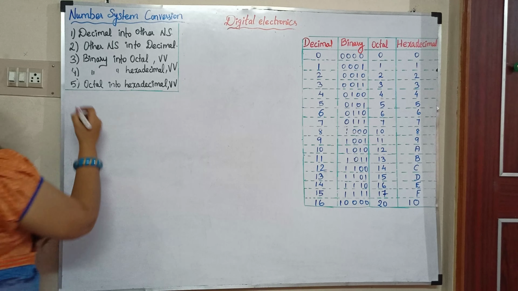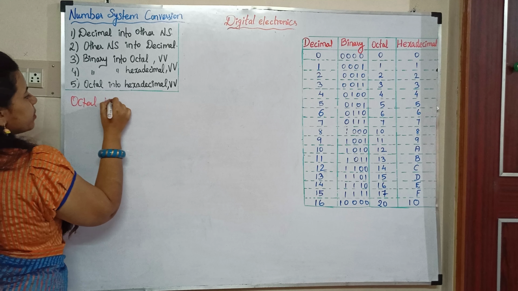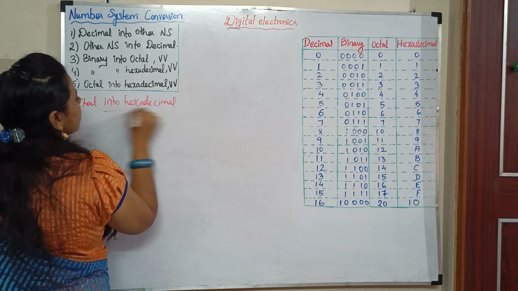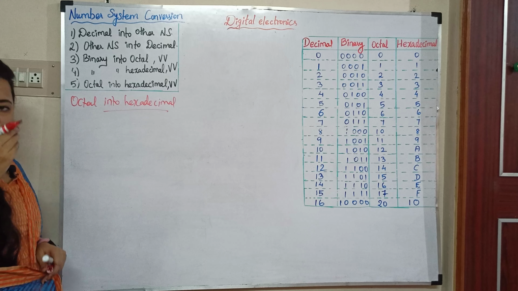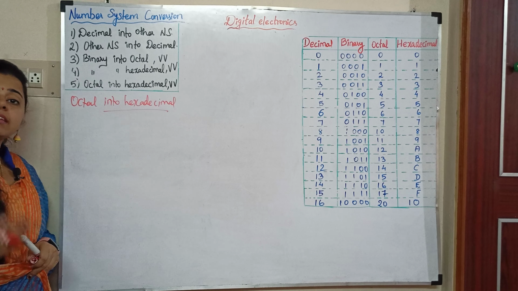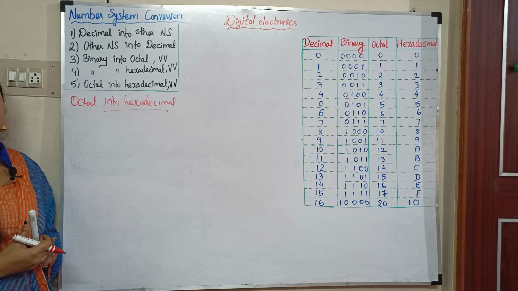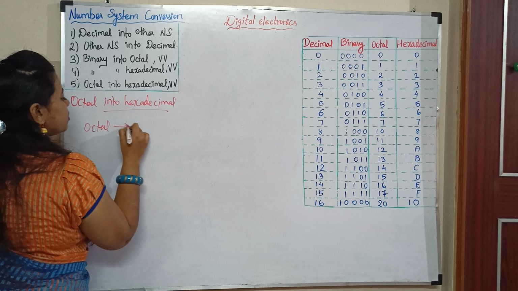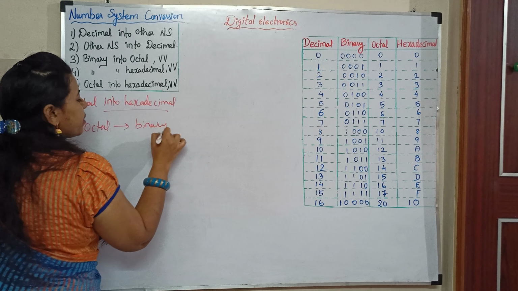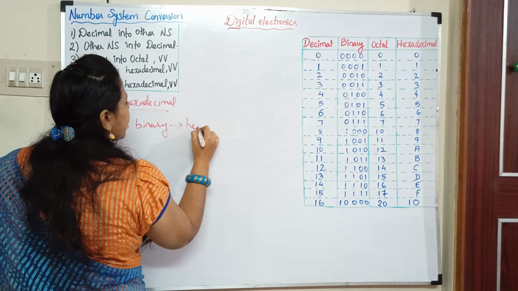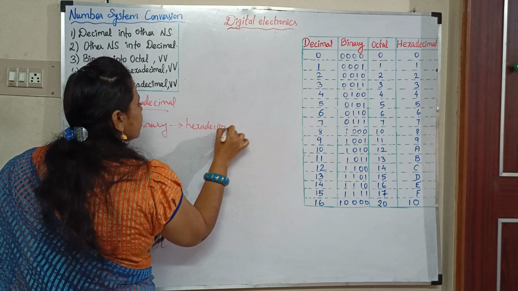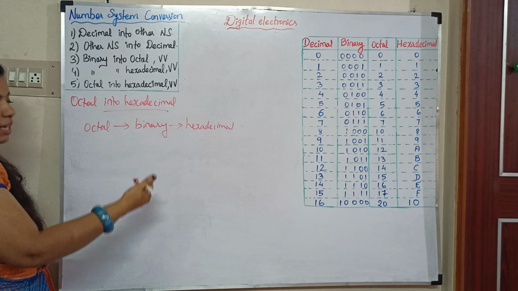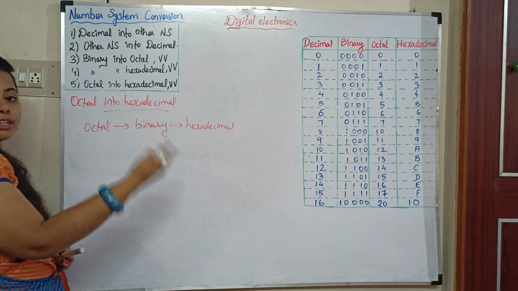hexadecimal, vice versa. Next one, octal into hexadecimal. So here, to convert octal into hexadecimal and hexadecimal into octal, there is no direct method. To convert octal into hexadecimal, first you have to convert octal into binary. Then you have to convert binary into hexadecimal. Same for hexadecimal into octal. First you have to convert hexadecimal into binary. Then you have to convert binary into octal.